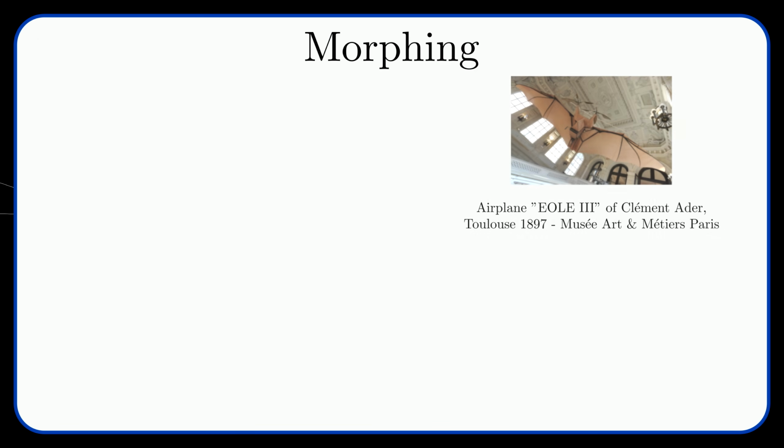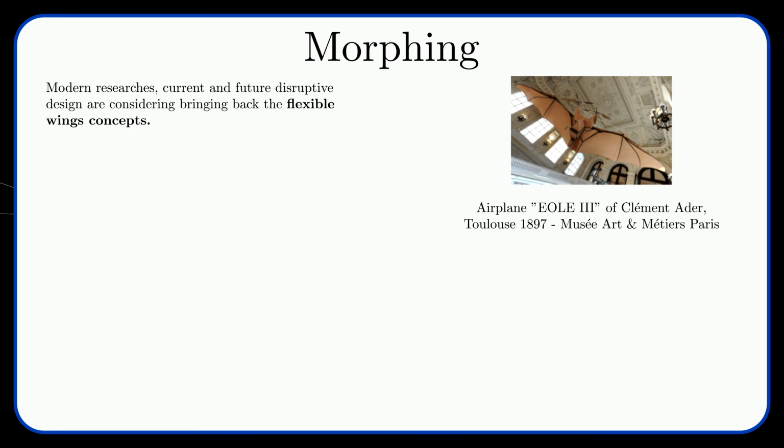Now it is time to introduce what morphing is. Historically, the wing was born as a flexible element able to adapt to the different flight stages at moderate speeds. But in practice, the wing became stiffer as the operational velocities increased. Nowadays, thanks to modern scientific developments, the rise in CPU power, new materials and artificial intelligence, it is possible to reconsider morphing and bring flexible concepts back.